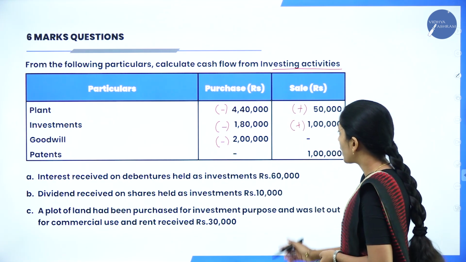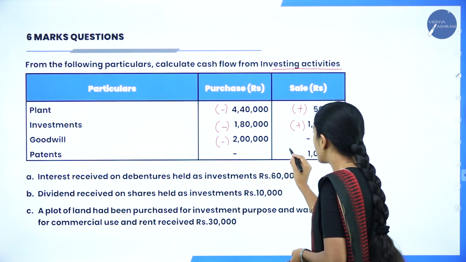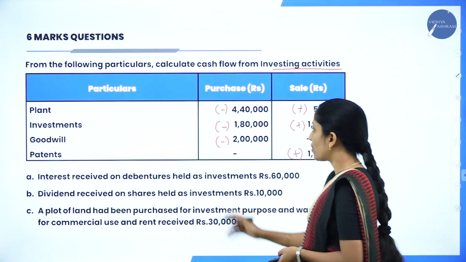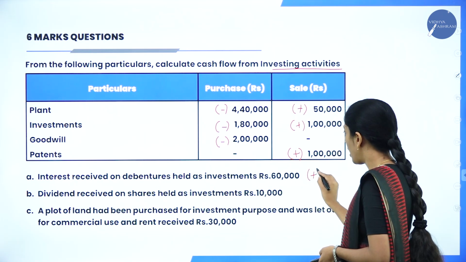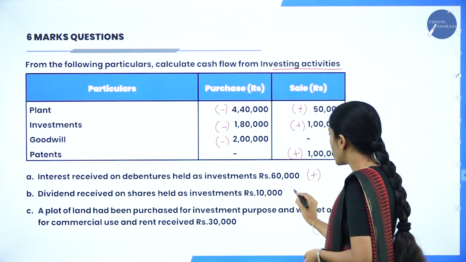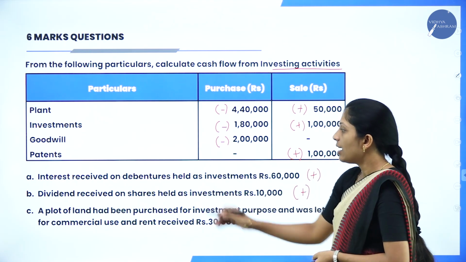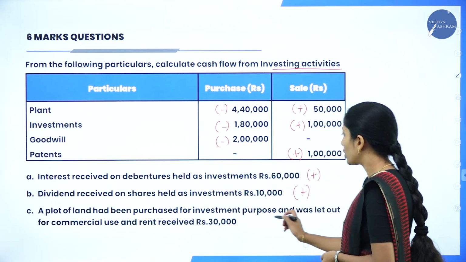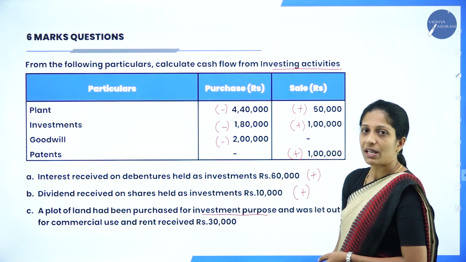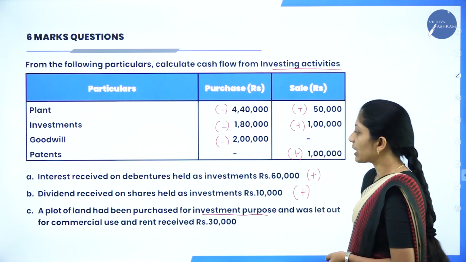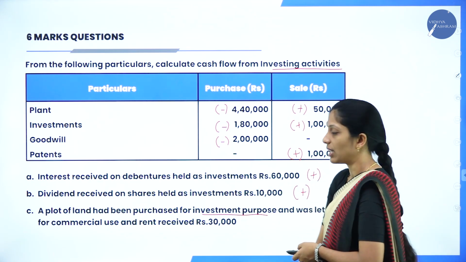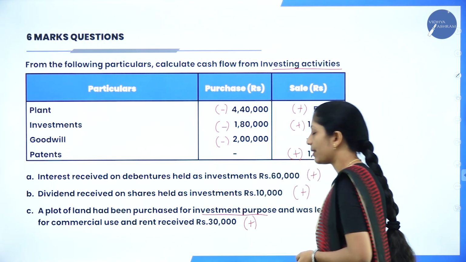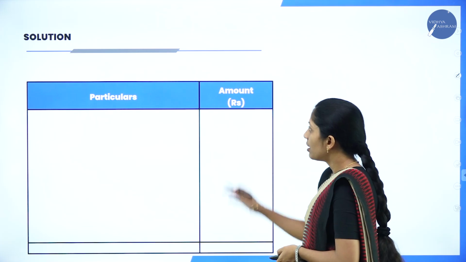Now coming to the next one, patent. We have sale, so it is add. Interest received on debenture held as investment, add. Dividend received on shares held as investment, add. A plot of land has been purchased for investment purpose and let out for commercial use, and rent received. So that is rent received on land, this is also add. Okay, let us solve this.